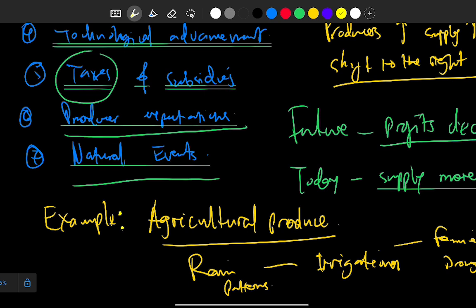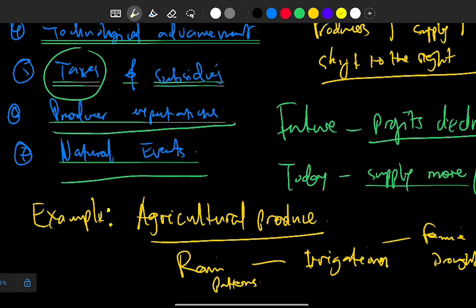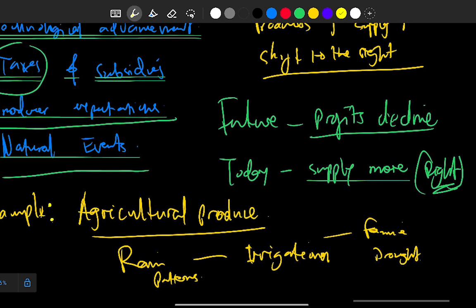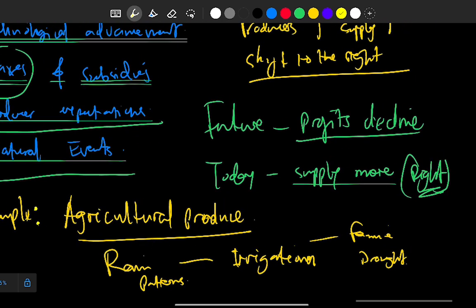So mainly, the best example would be looking at agricultural produce or produce from farms, in the case where those farms rely on natural rainfall and not on irrigation. So plenty of rainfall and other favorable weather conditions would lead to an increase in supply, and famine and drought would reduce supply. That summarizes determinants of supply, and I hope you've gotten some value from the lesson.